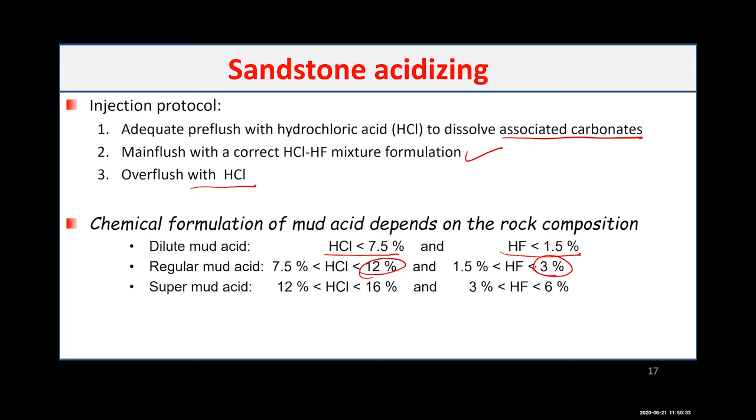Let me see this way for regular mud acid. If you are really having severe damage, in this case, we go with a higher amount, almost up to 16% HCl and up to 6% HF. However, we do not go to this level of high HF except if really needed, if the damage is extremely high. Otherwise, the main concern with a high HF will be the precipitation part. It's a little bit difficult to deal with the higher concentration of HF.